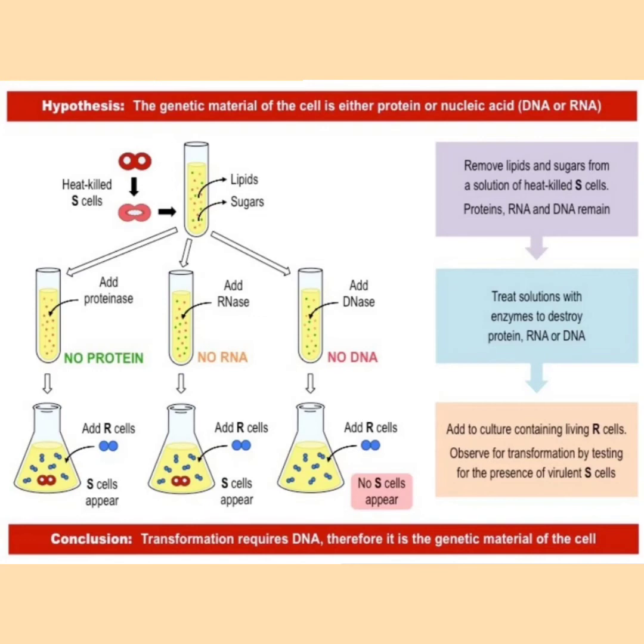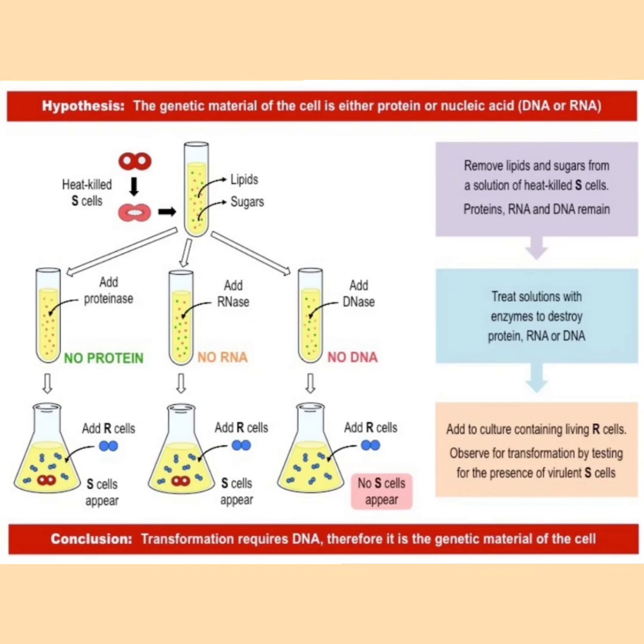So in this experiment, you can see that the sample is taken, the lipids and sugars are removed, and heat-killed S cells, or smooth cells, are added. In one sample, protease is added and it is devoid of protein now. It contains DNA and RNA. R cells are added to this sample and S cells appear. In another sample, only RNase is added. That means RNA is removed and it contains the protein and DNA. To this sample, R cells are added. This showed that the S cells appear.